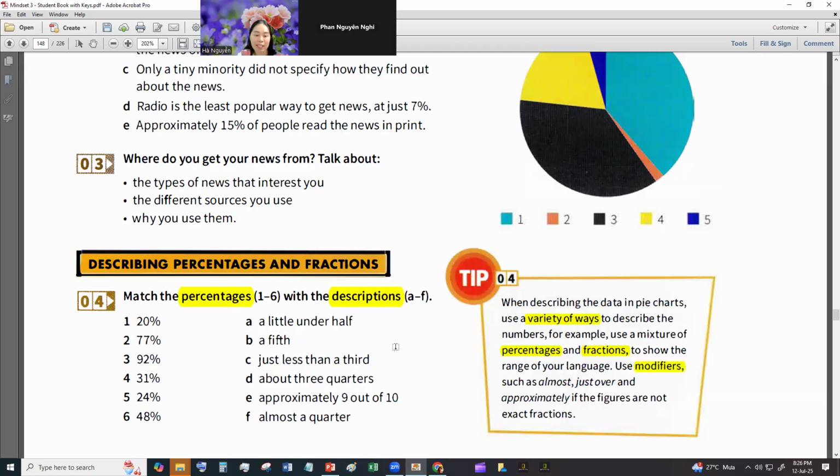Okay, so let's complete exercise 4. When you finish, feel free to open your microphone and share with me your answers. Thank you.